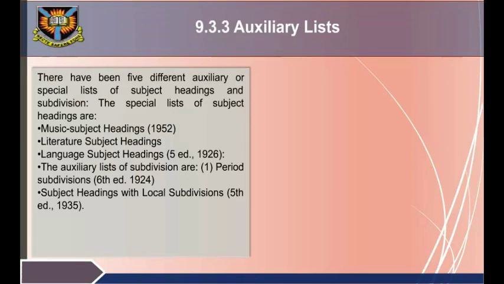Auxiliary lists. There have been five different auxiliary or special lists of subject headings and subdivisions. The special lists of subject headings are music subject headings, literature subject headings, language subject headings. The auxiliary lists of subdivisions are period subdivisions, subject headings with local subdivisions.